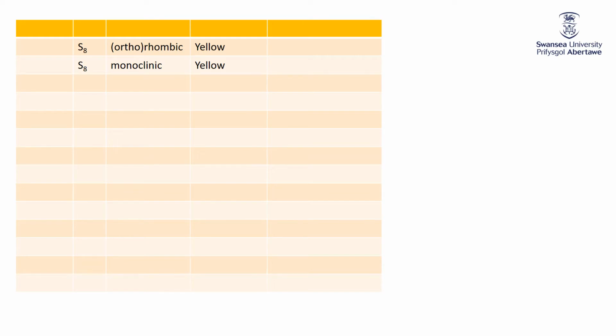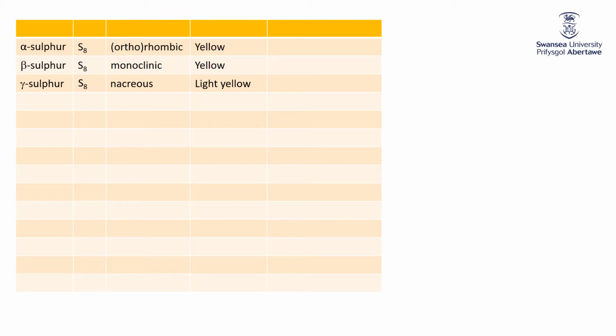So here we have the S8 orthorhombic and the S8 monoclinic forms. They're both yellow, sometimes called alpha sulfur and beta sulfur. Well, of course, if you've got alpha and you've got beta, you've probably got gamma as well. Gamma sulfur is another form of S8, just another different way of packing those S8 puckered rings. It's called nacreous sulfur, and it's a slightly lighter yellow.